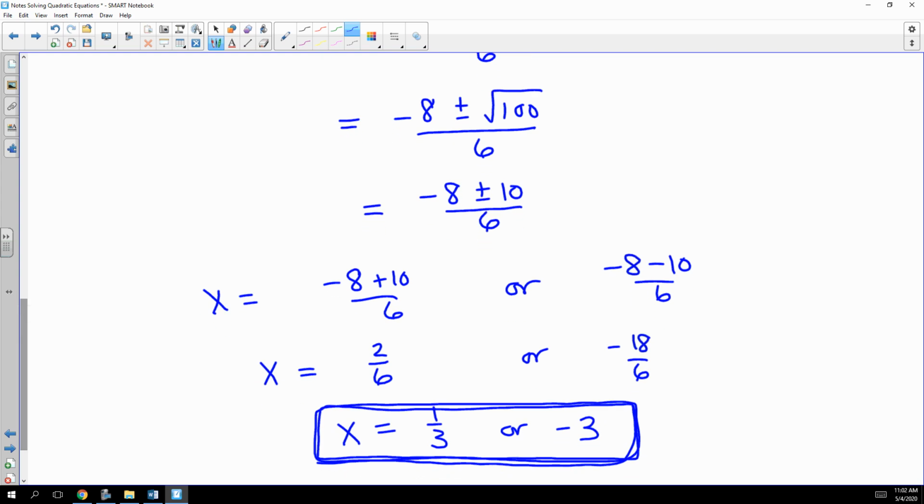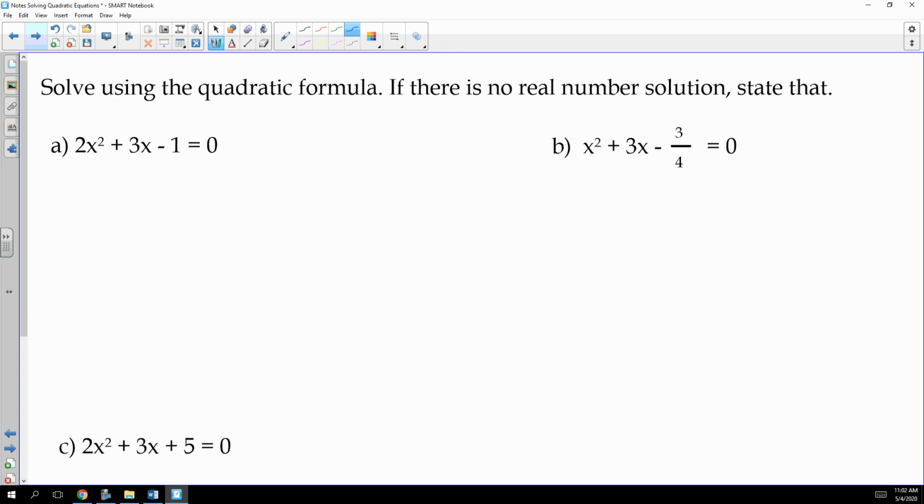We're going to try some that might not necessarily be factorable. Let's give some of these a go. We're going to solve using the quadratic formula, and if there's no real number solution, we're just going to state that there's no real number solution. There's no real number solution if you end up with a negative number under the radical, because you have not yet learned the system for how to take the square root of a negative number, but you also get that in Algebra 2 a little bit. So notice that most of these equations are already in standard form.